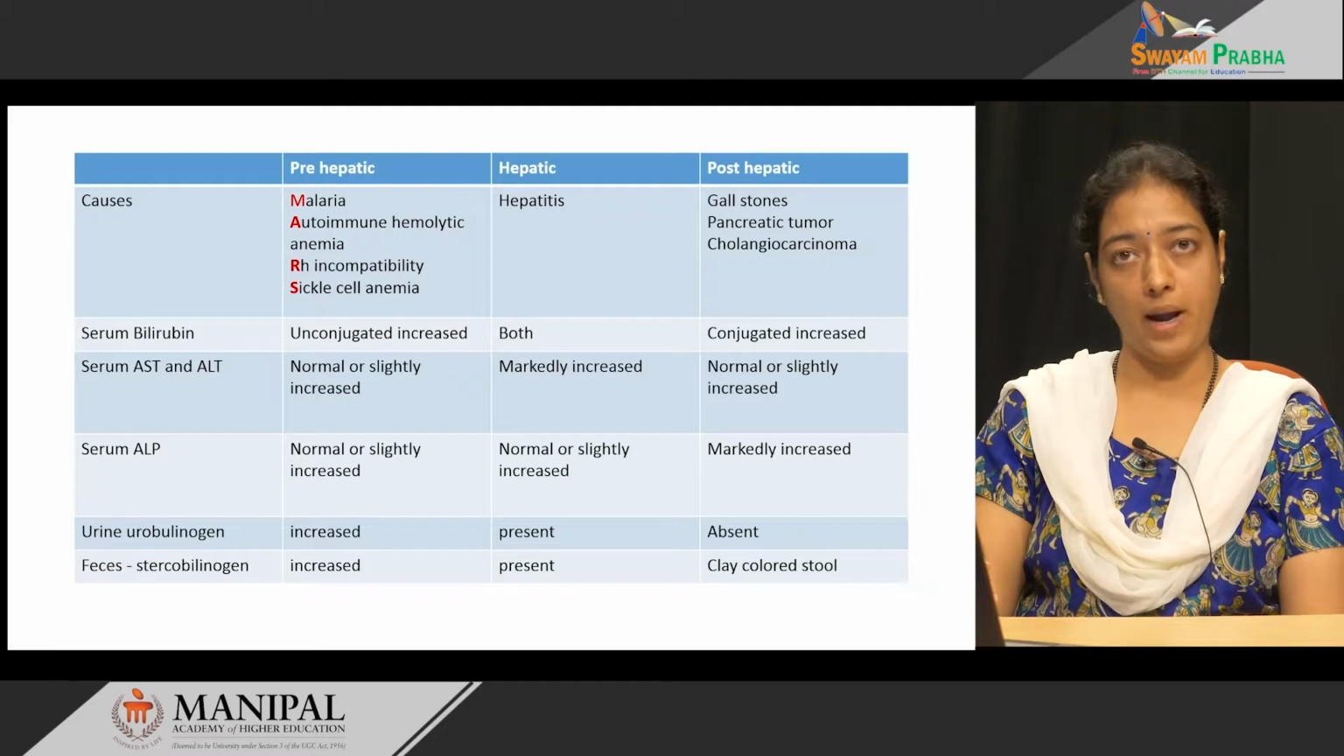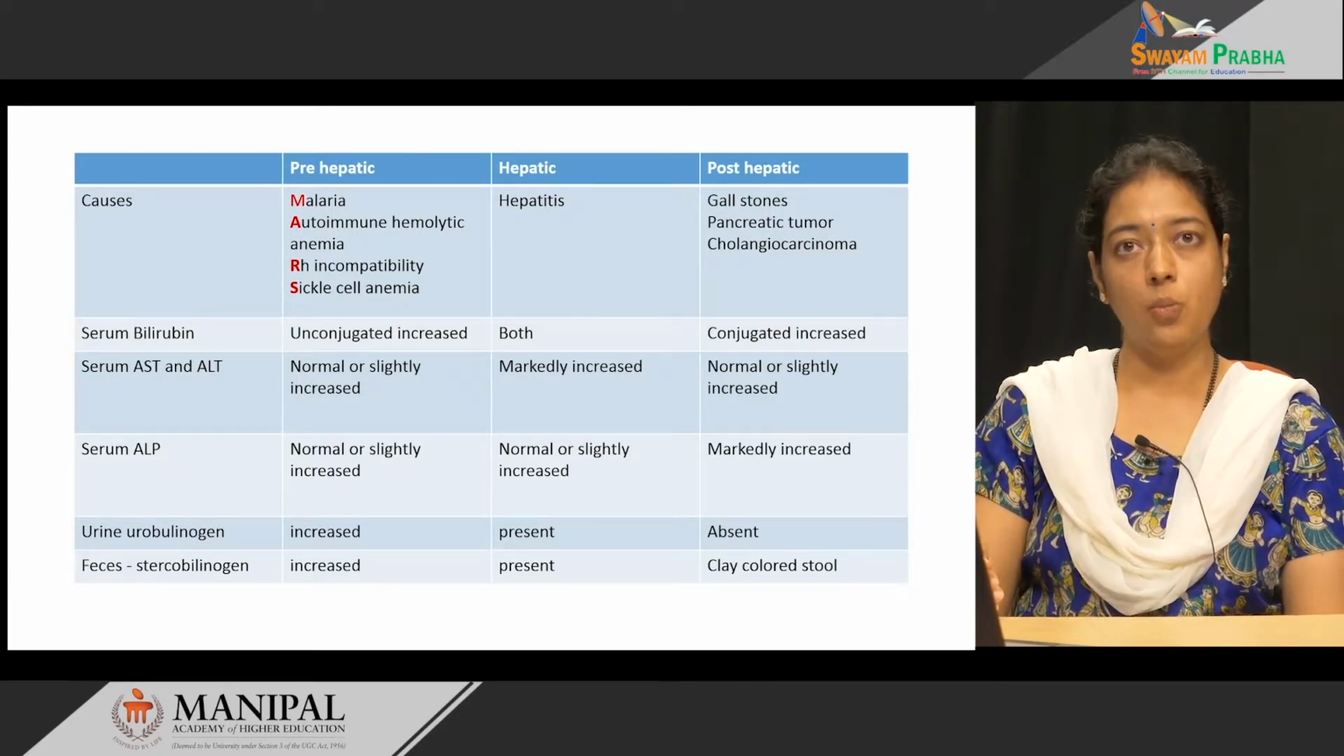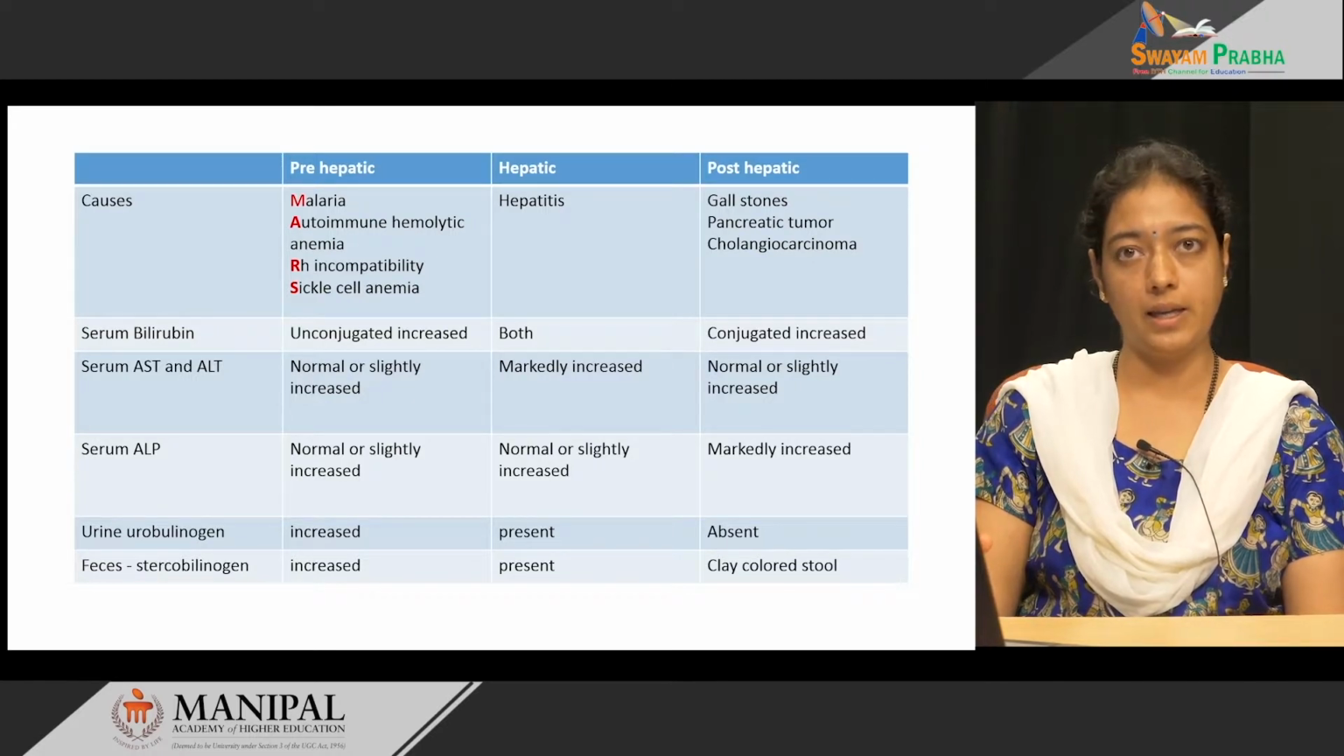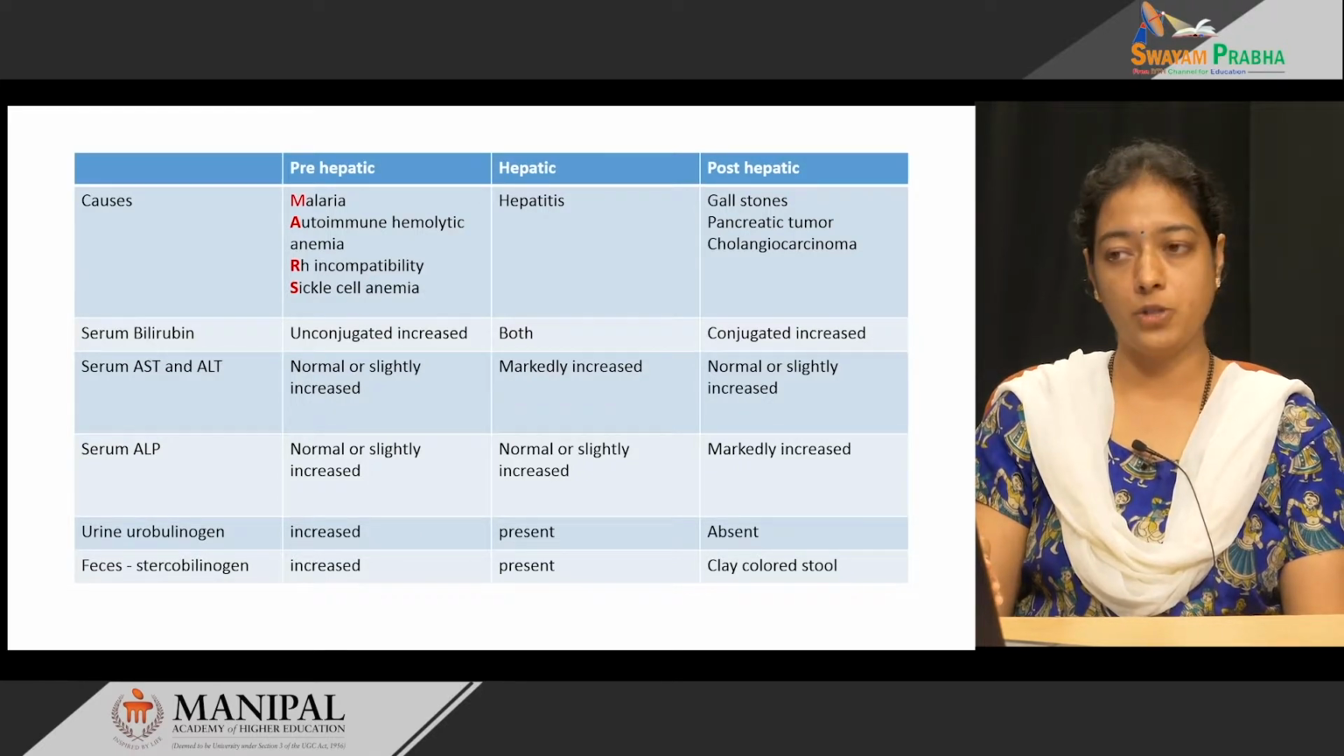Whereas in the hepatic type of jaundice, the main causes are hepatitis, toxins or drugs. In this condition, both unconjugated as well as conjugated bilirubin will be increased. The enzymes of the liver, the AST and ALT, are increased, and urine urobilinogen and stercobilinogen will be positive.